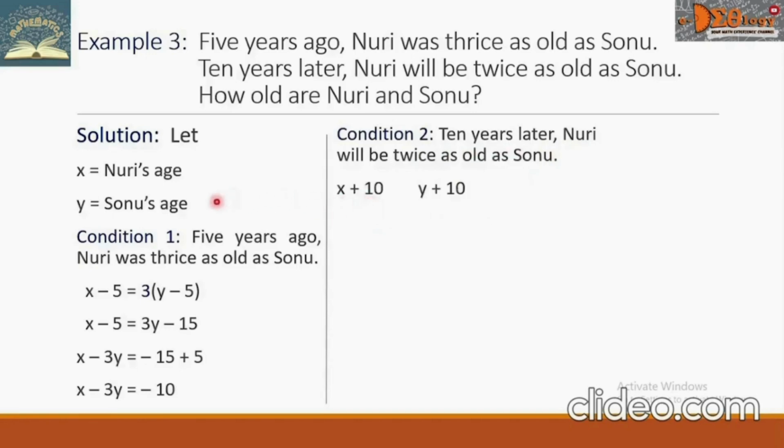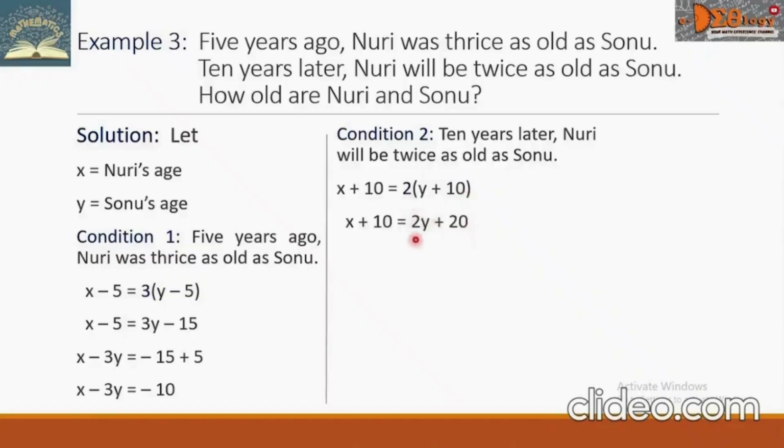The age of Sonu 10 years later will be y plus 10. It says again, Nuri will be twice as old as Sonu. So we multiply 2 to the age of Sonu. Then we simplify the right side. 2 times y is 2y. 2 times 10 is 20.